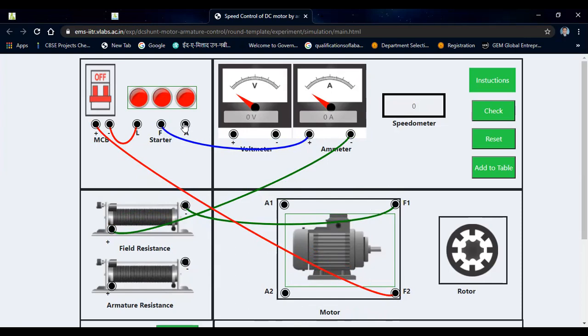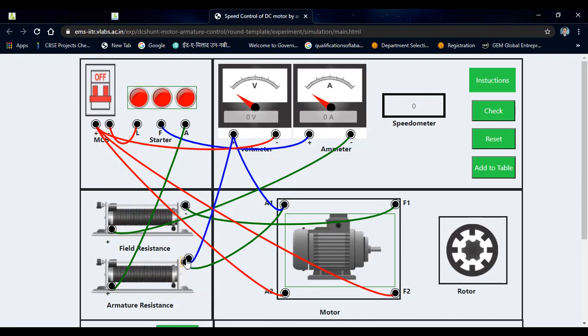Then the armature is directly connected to the rheostat positive. Rheostat negative is connected to the armature A1. Armature A2 is connected to the negative of the MCB. Now, positive of the voltmeter is connected to A1. Negative of the voltmeter is connected again to the MCB negative, and negative of the rheostat and positive of the voltmeter is also connected.